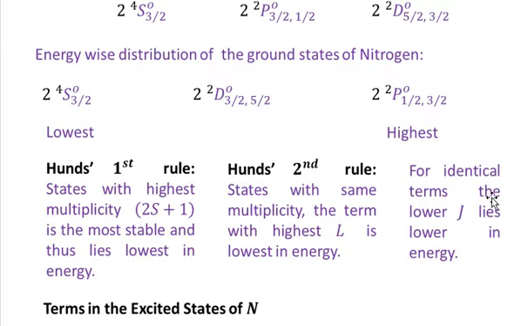Now for identical terms, that is P, there are two values of J: J equal to 1/2 and J equal to 3/2. Similarly, these are the two D terms with J value equal to 3/2 and J value equal to 5/2. So for identical terms, the lower J lies lower in energy. That's why I have written 3/2 on the left hand side and 5/2 on the right hand side.